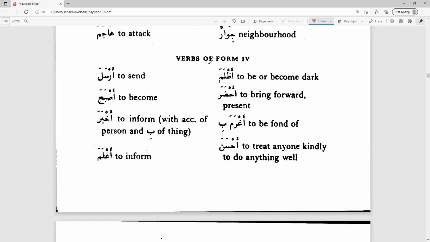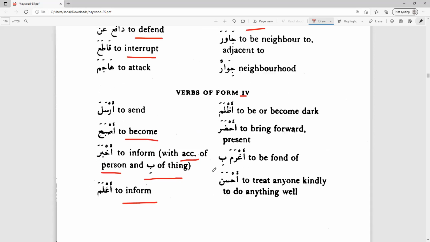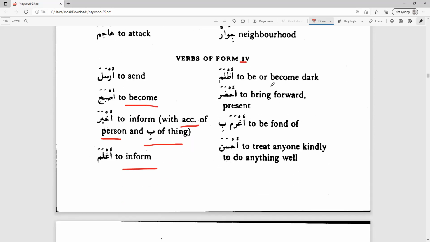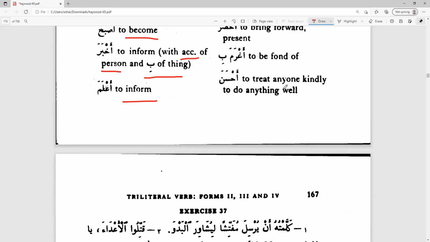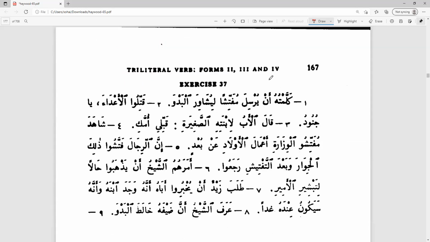Also form 4: arsala, to send. Asbaha, to become. Akhbara, to inform. The brackets tell you it takes an accusative, a direct object, after a person, or if you're talking about a thing, then you normally use the harf jar, the preposition bi. A'lama means to inform. Azlama means to be or become dark. Ahdara means to bring forward, present. Aghrama bi, to be fond of. Ahsana, to treat anybody kindly, to do well.